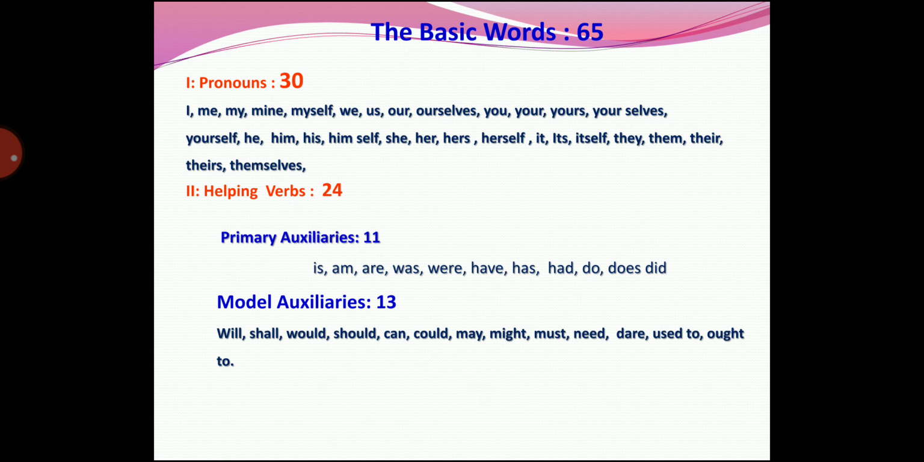The basic words. I would like to introduce these 65 words. Please look, all of you. Basically, there are 30 pronouns and 24 helping verbs, and these helping verbs are also divided into two types based on their usage: primary auxiliaries, 11, and modal auxiliaries, 13. And pronouns, 30. All these pronouns I kept in order, so you can look at them.